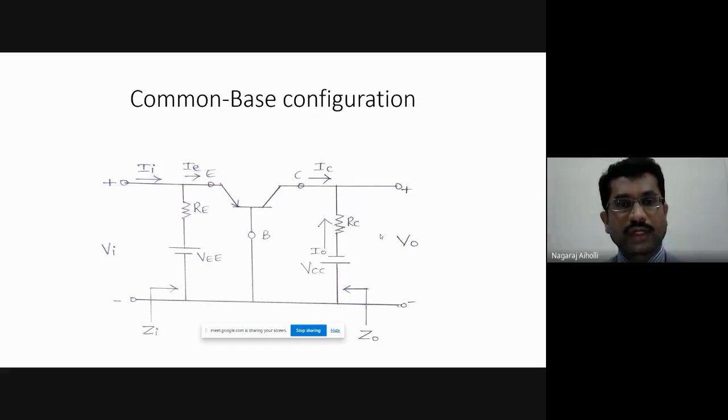This is a common base configuration in which the base terminal is common between the input section and the output section. RE is the emitter resistance. VEE is the supply voltage to the emitter terminal. RC is the collector resistance. VCC is the collector terminal voltage. Then VI is the input voltage, II is the input current, IE is the emitter current, IC is the collector current, Vo is the output voltage, and Zi and Zo are the input and output impedances.